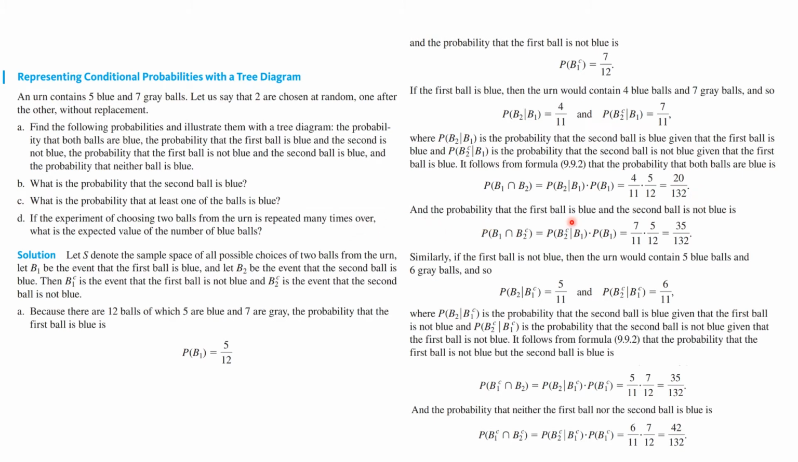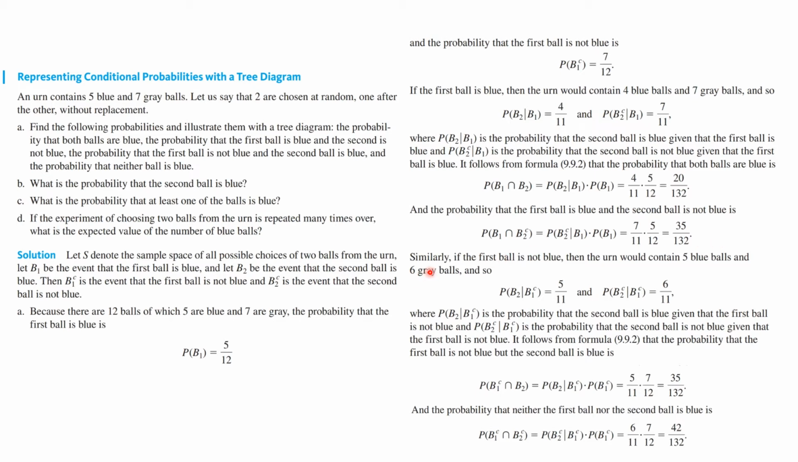And the probability the first ball is blue and the second is not blue, the probability of B1 intersect B2 complement, is the probability of the complement of B2 given B1 times the probability of B1, which is this product, which is 35 over 132.